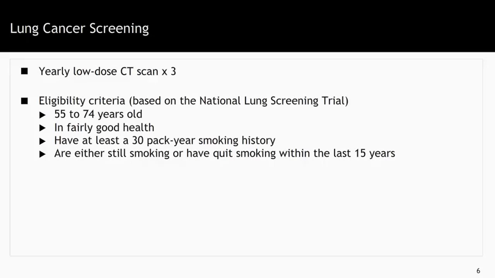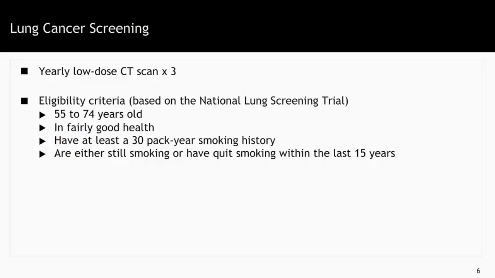Many studies have been done looking to try to understand, can we screen for lung cancer? Many things have been tried, including X-rays and computed tomography scans and sputum tests. There was a large study called the National Lung Screening Trial that looked at men and women 55 to 74 years old who were otherwise in good health, who had at least a 30-pack year smoking history. That means they smoked at least 1 pack of cigarettes per day for 30 years. That means they have a 30-pack year smoking history.